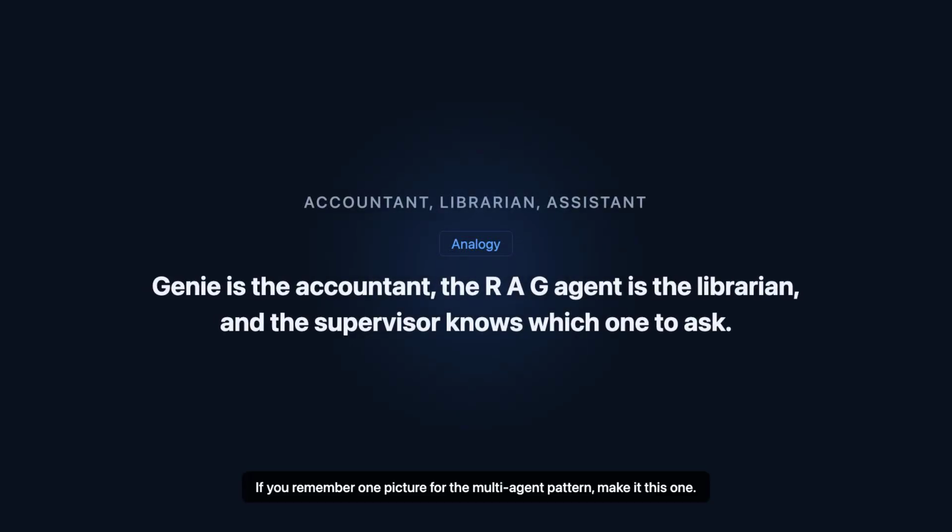If you remember one picture for the multi-agent pattern, make it this one. Genie is the accountant who can read every spreadsheet in the building. The RAG agent is the librarian who has read every document on the shelves, and the supervisor is the executive assistant who knows which one to ask, depending on what was actually being asked.